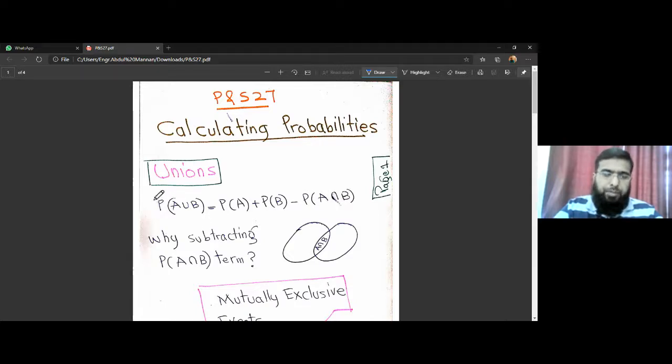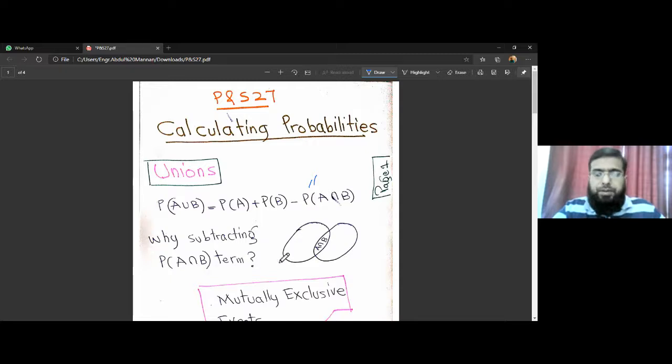The probability of the union of two events is the sum of the individual probabilities minus the probability of them happening together, their joint probability. This probability is also called joint probability, this one. So why do we subtract it? It's an important question. Why do we subtract the A intersection B term?